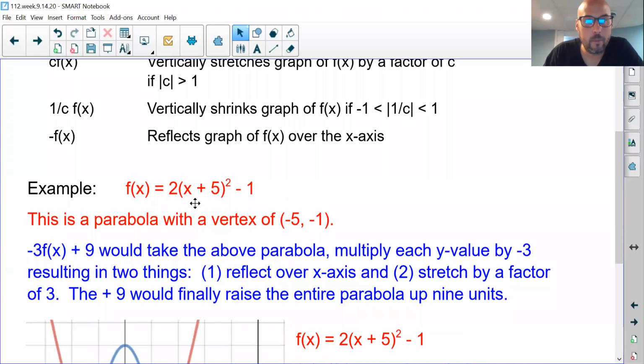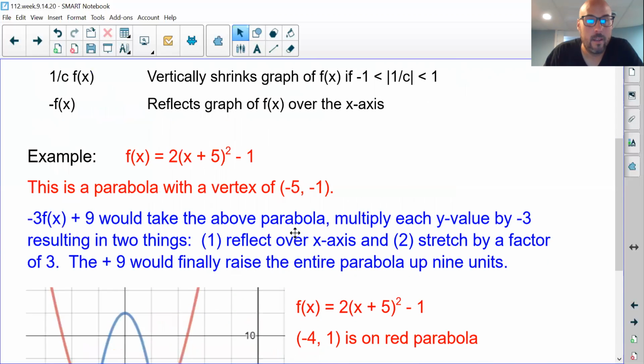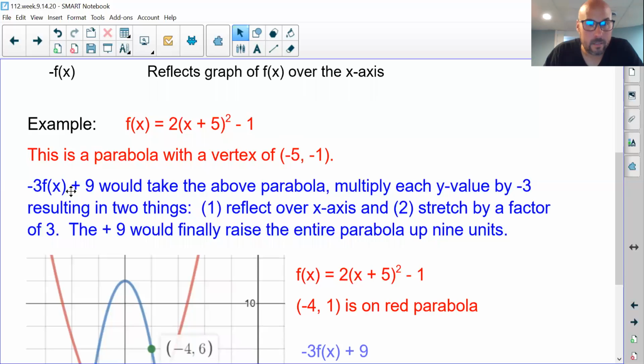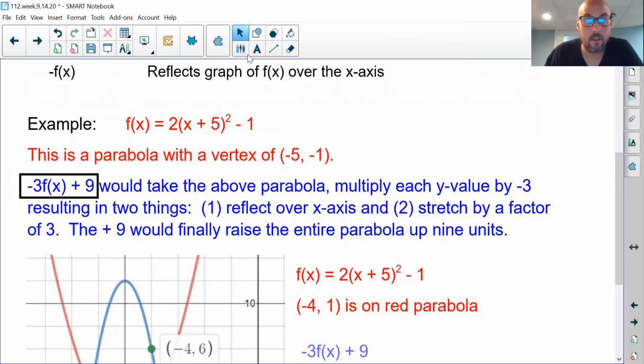Here is an example. We have a function. Now we know very clearly this is a quadratic, and it's just a quadratic. It has a vertex of -5, -1. And what does this do to that quadratic? What are the transformations that take place? There are 3 of them.